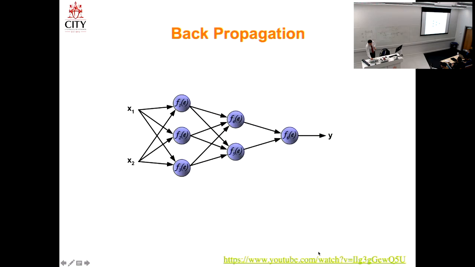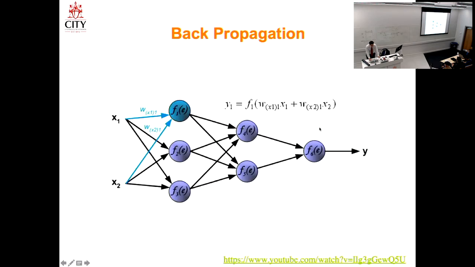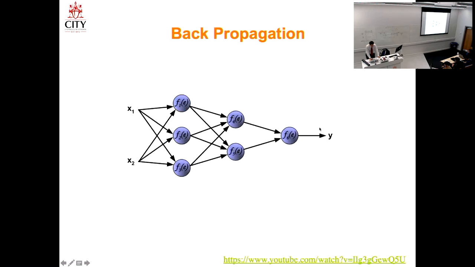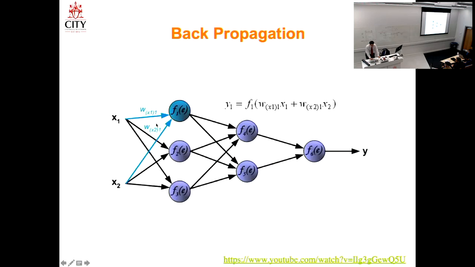So there is a good video to explain what backpropagation is if you don't know, but the idea is basically very simple. You have a network. Each of them has its own activation function. They are usually the same, but they can be different. And you have inputs. So what I do is I have these random weights. I multiply them, run through the activation function.